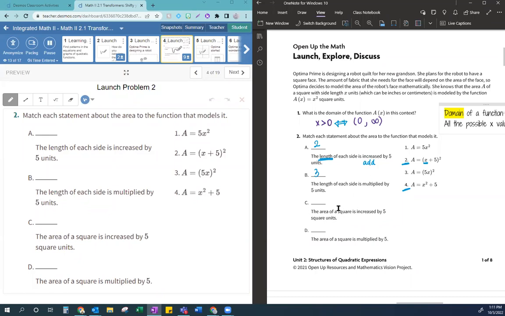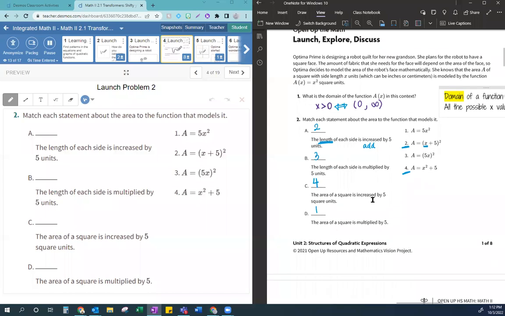So this one is going to be 4. Very good. And this one has to be 1. Now, for those of you who chose 1 for part B, do you see the difference between the length of each side is multiplied by 3 versus the area is multiplied by 3? Yeah, so the area is x squared, right? And if we multiply by 5, that would be 5 times the area. Here, we just multiplied the length. Do you guys see the difference? This is a subtle difference that I need you to understand because this is going to help you understand when we move over here to the rest of the section.